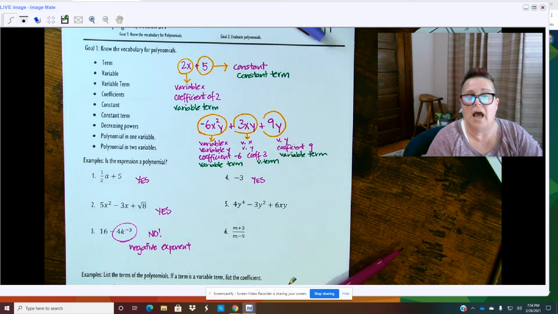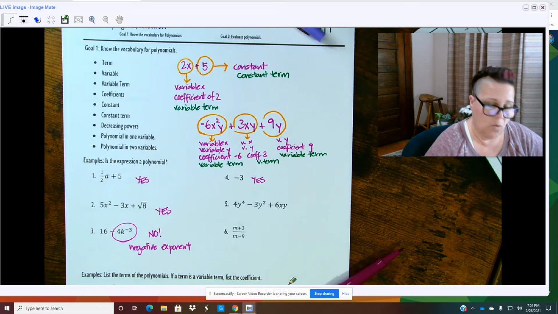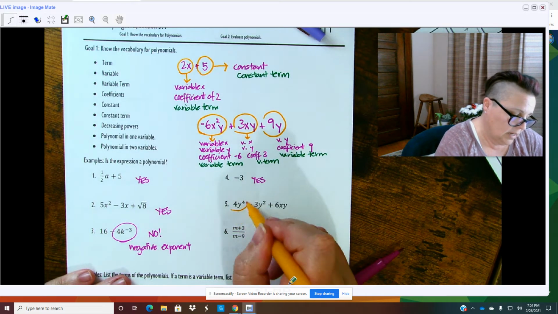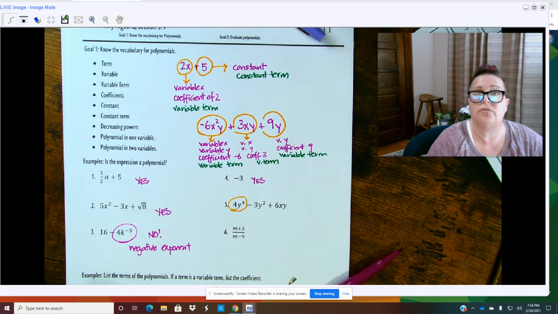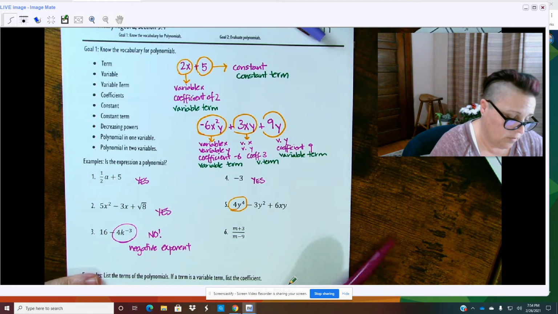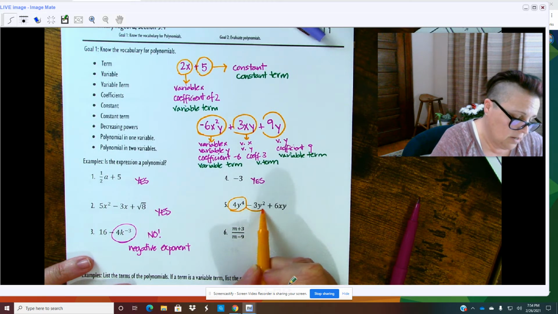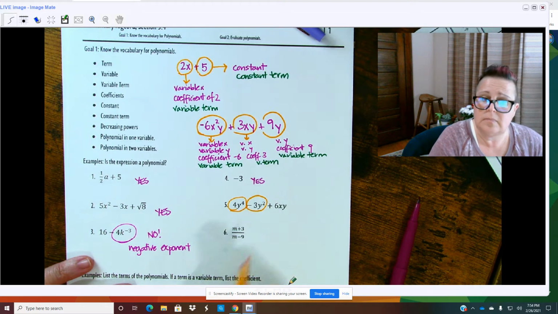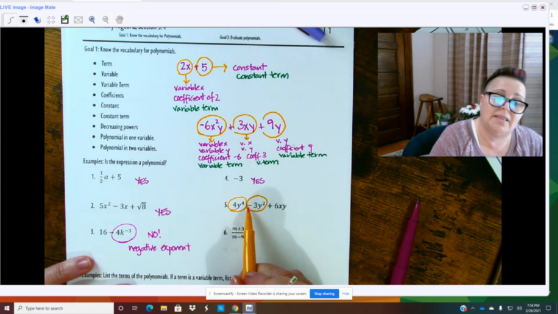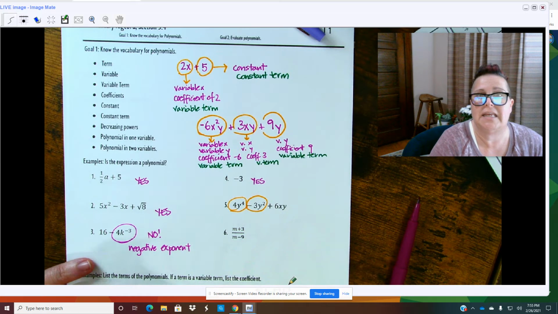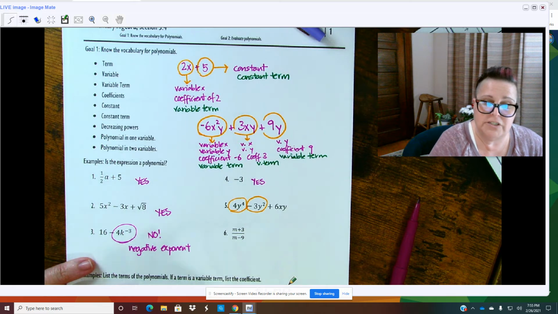It is. I have 3 terms there. My first term being the 4y to the 4th. It is a variable term with a coefficient of 4 and a variable of y. My second term is the -3y squared. Notice I'm taking the sign that was in front because I have no other indicator. So my coefficient is -3. My variable is y. I have a variable term.